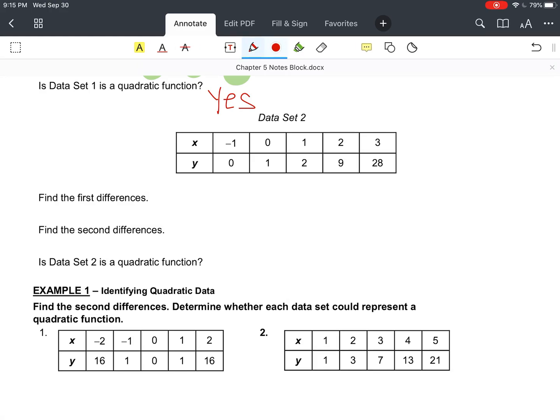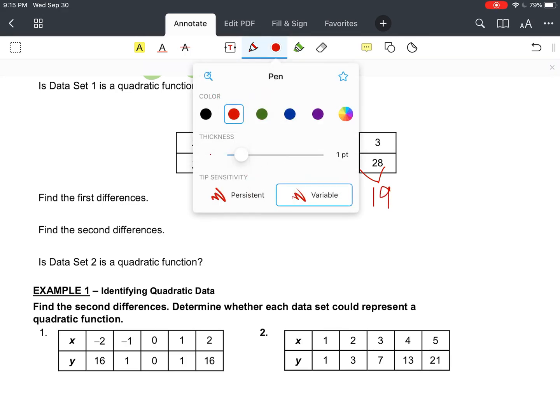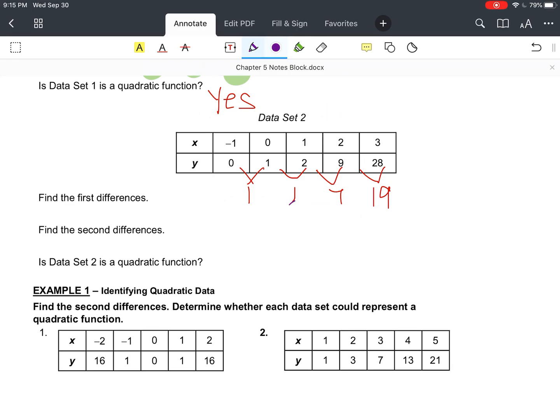So here's my second data set. Again, just triple check that your x's are evenly spaced out, and they are. They're going up by 1 each time. Now to find my first difference, I'm going to do right minus left. 1 minus 0 is 1. 2 minus 1 is 1. 9 minus 2 is 7. 28 minus 9 is 19. So my first differences are not constant.